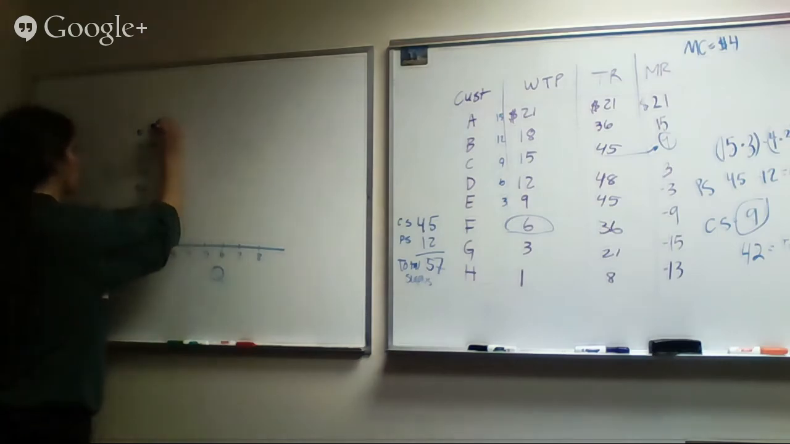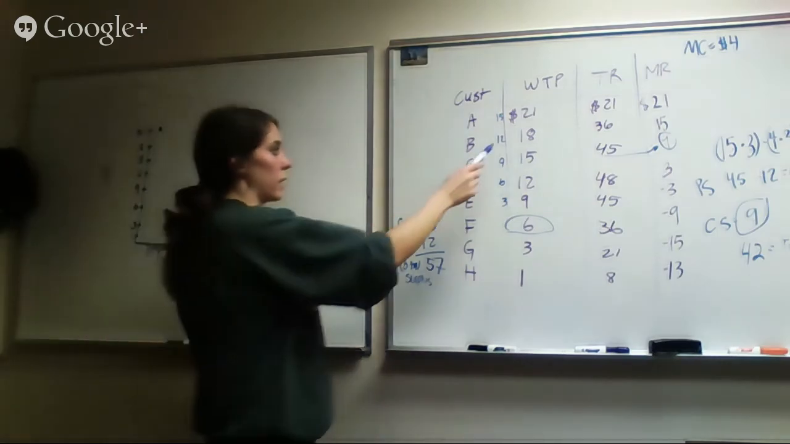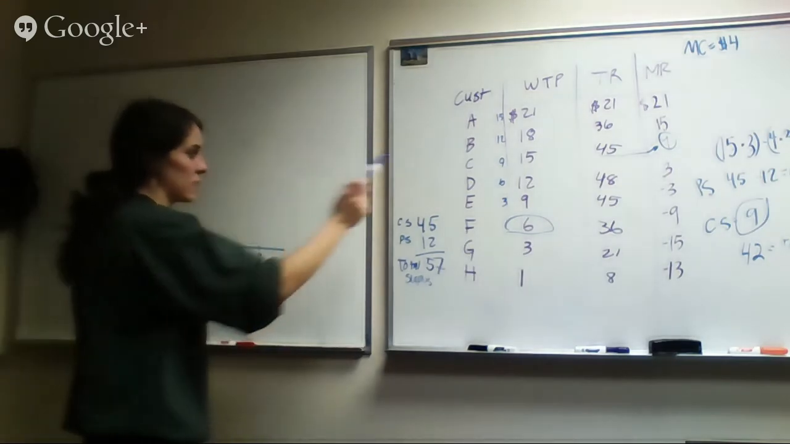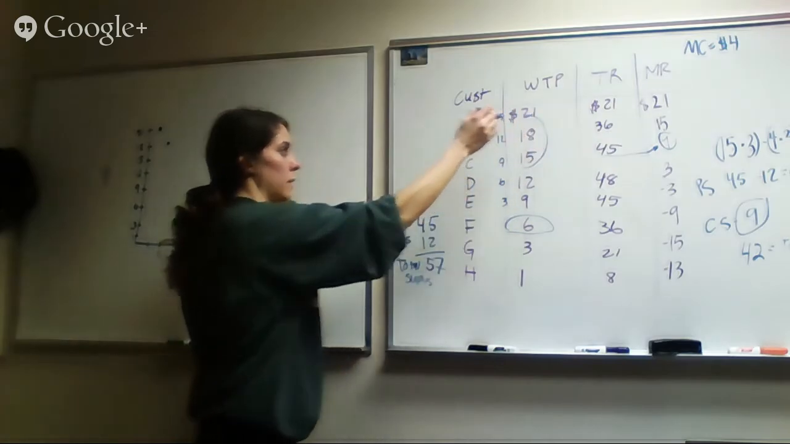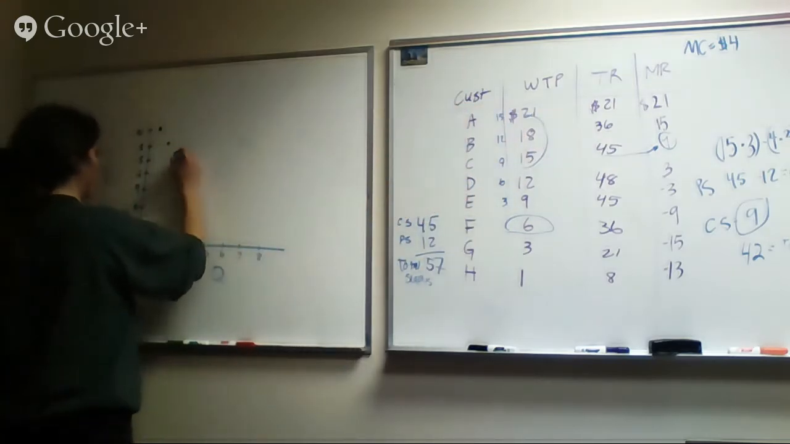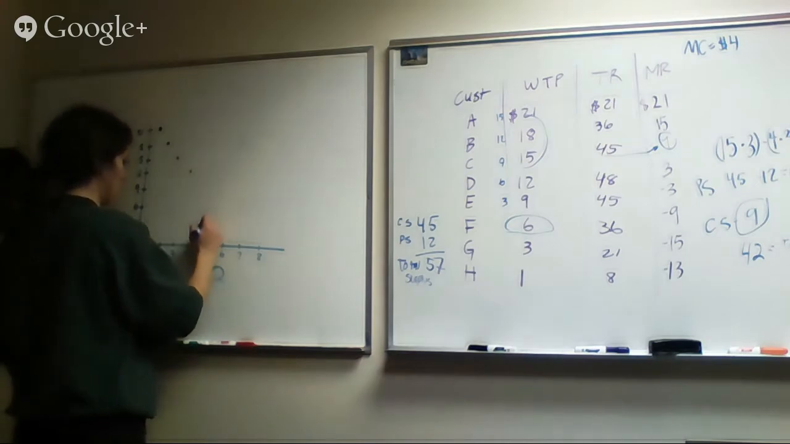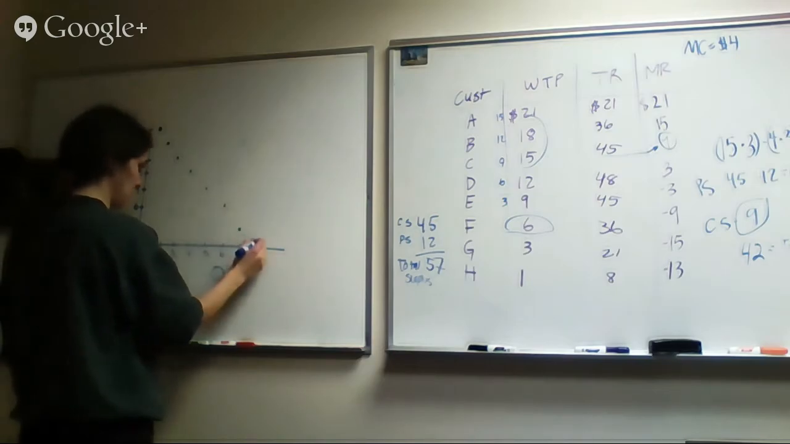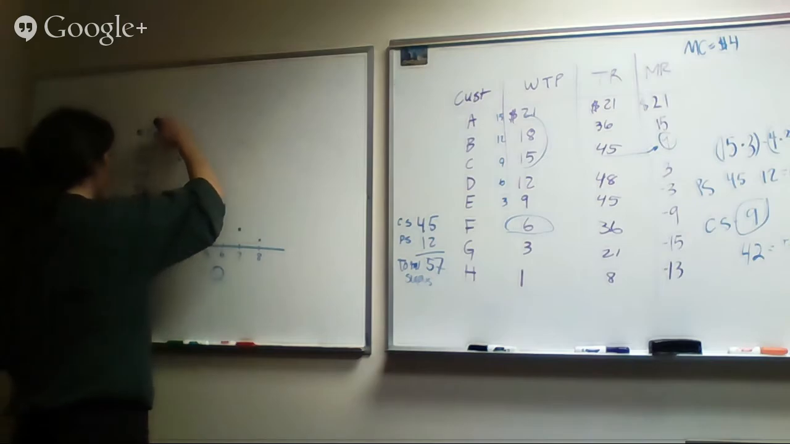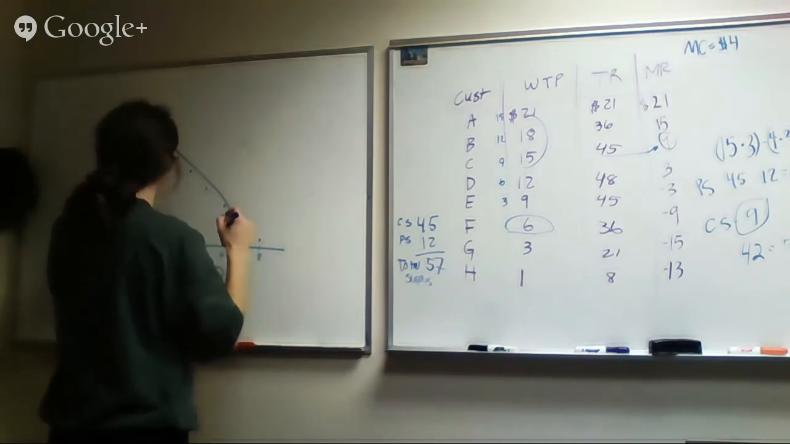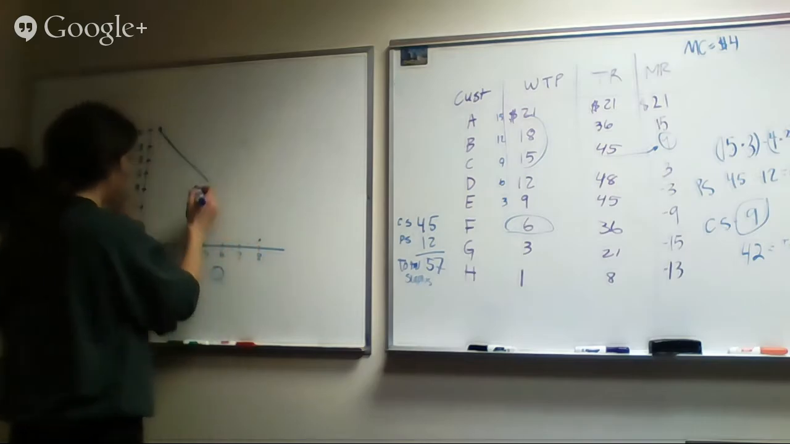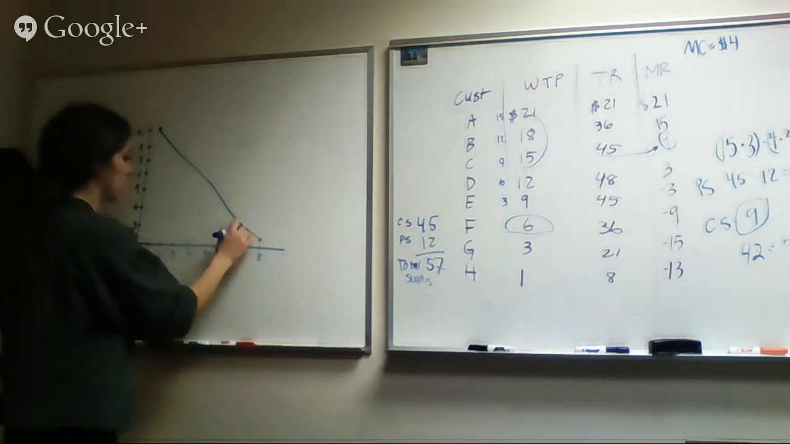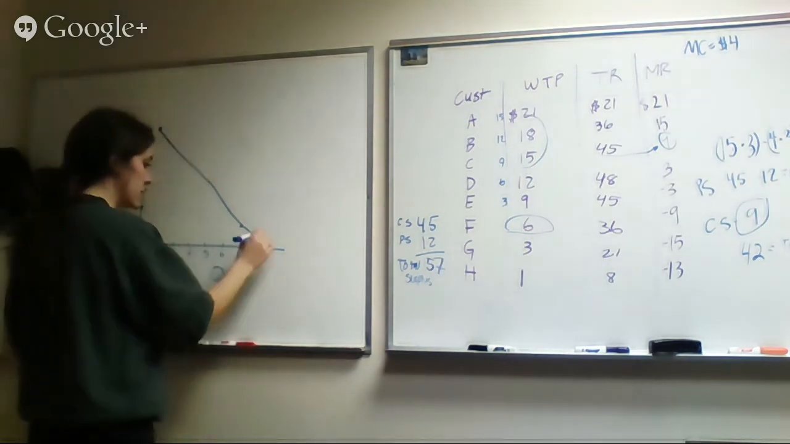Person A. If the price were 18, 2 people would want it. If the price were 15, all 3 of these people would want it. And so it's going to go down like this. It's not perfect, but it's supposed to be a straight line going down 1 each time until it gets here. Okay, so this is demand.